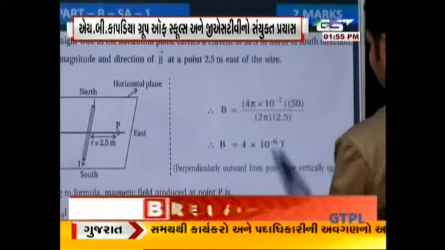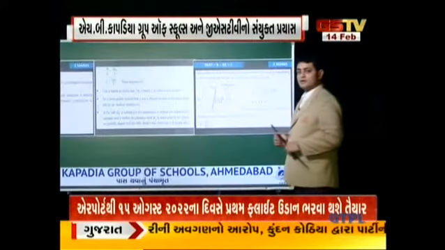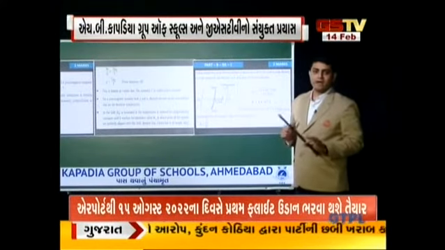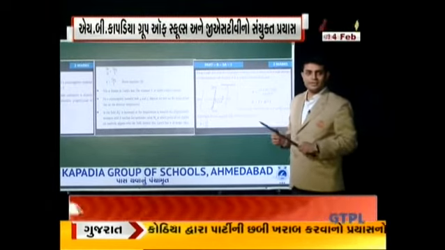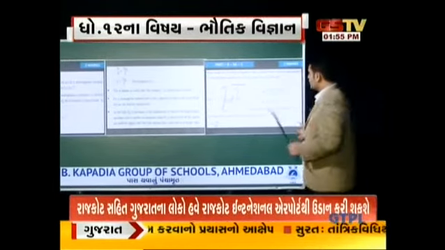Some students just write this and think that they have solved the numerical and just leave it. But you will lose one or half a mark because you have not written the direction. You have to write the magnitude, and you have to write the direction also. So how do we find the direction?